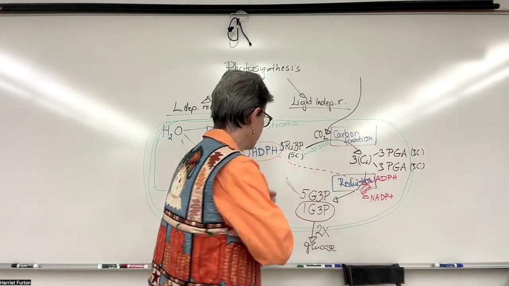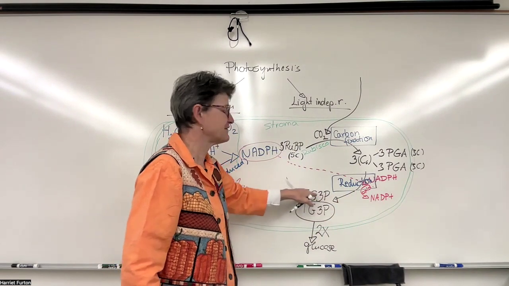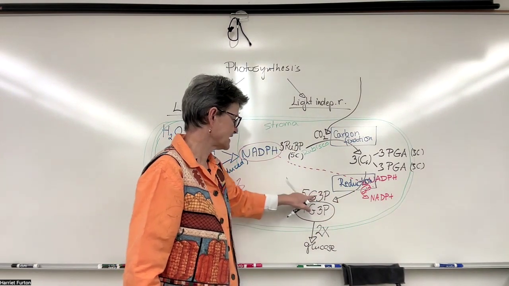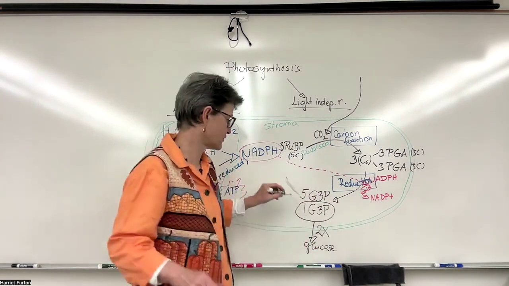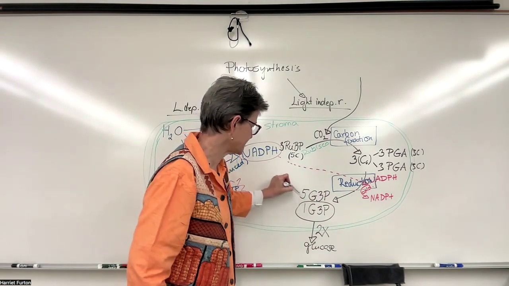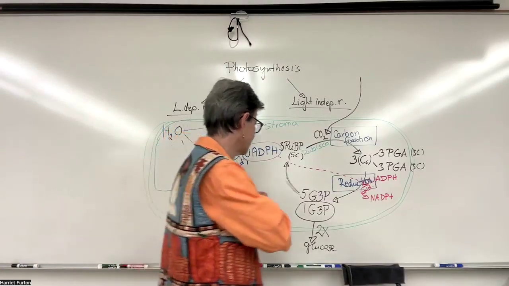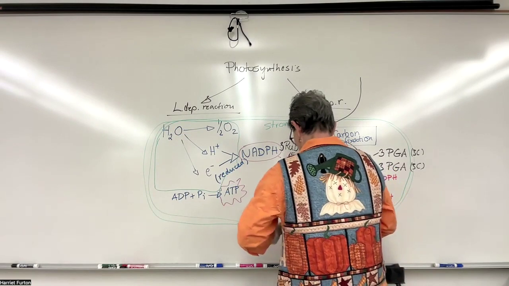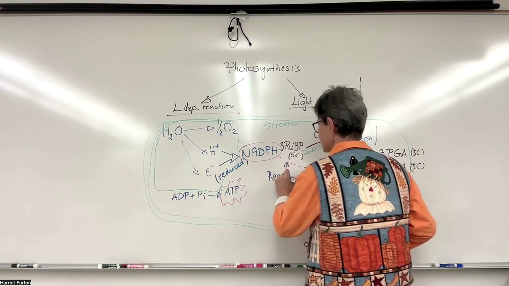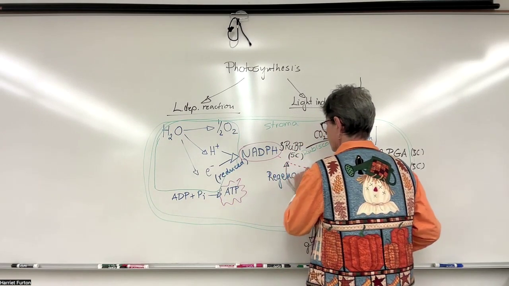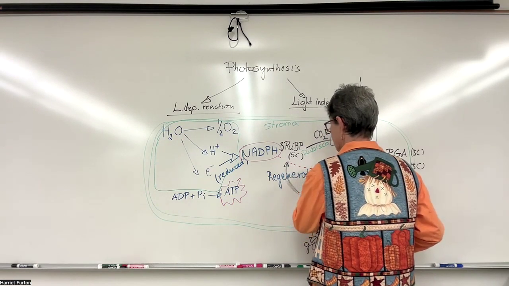And the last step, these 5 molecules of G3P, that it's 15 altogether now, because this glyceraldehyde phosphate contains 3 carbons. 3 times 5 is 15, and this is going to be regenerated. This RUBP, this will be the regeneration step.